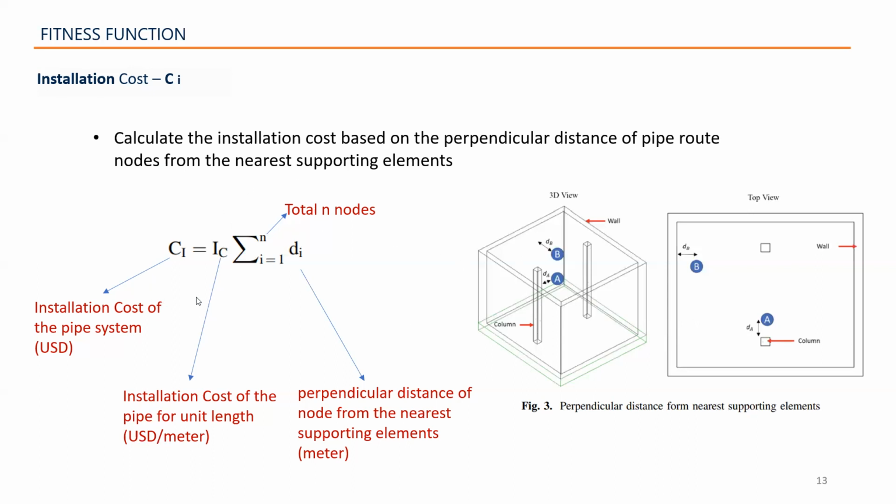In this formulation, CI is installation cost of PEP system in US dollar. IC is installation cost of PEP for unit length, US dollar per meter. This one is total N nodes from 1 to N, the total. DI is perpendicular distance of node from nearest supporting element in meter.